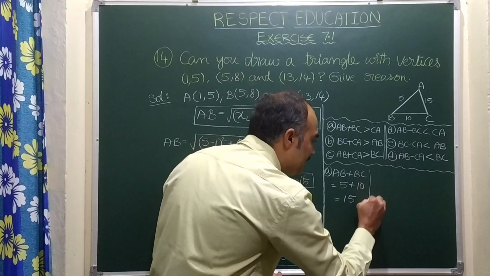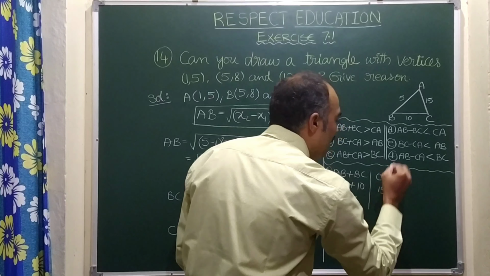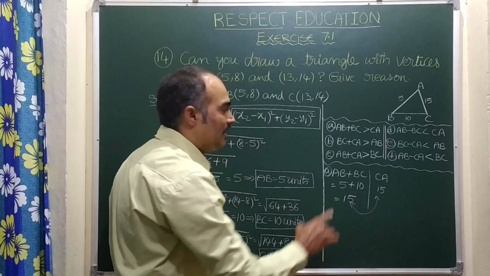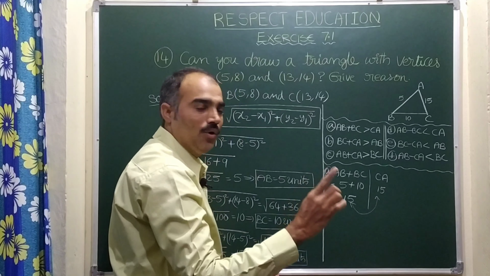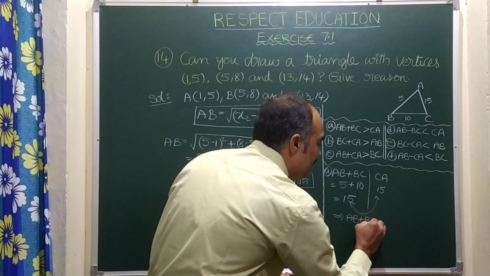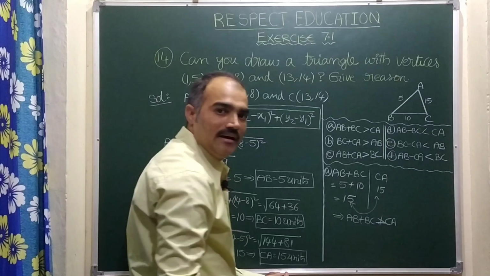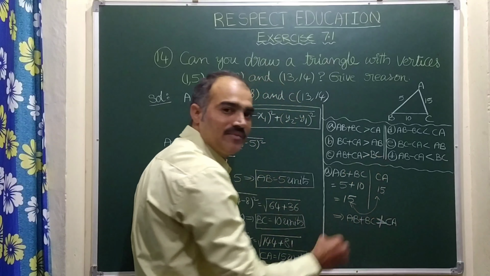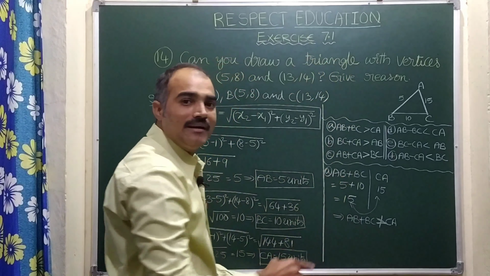Let us compare this with CA. CA is already 15. Now you compare. Is 15 greater than 15? AB plus BC should be greater than CA, right? Is 15 greater than 15? No. So here AB plus BC is not at all greater than CA, right? So by taking this as the base, we can say that ABC cannot form a triangle.